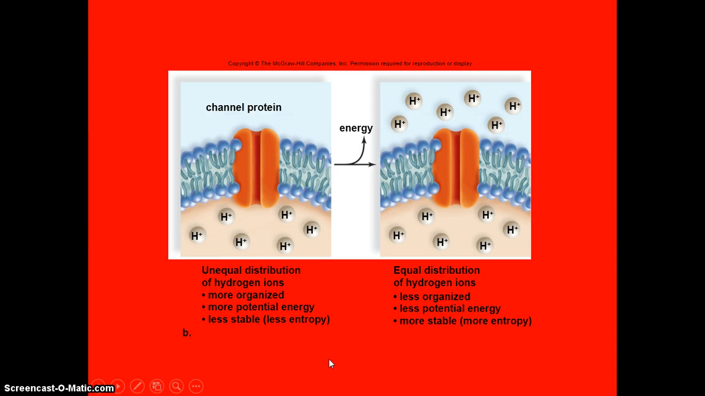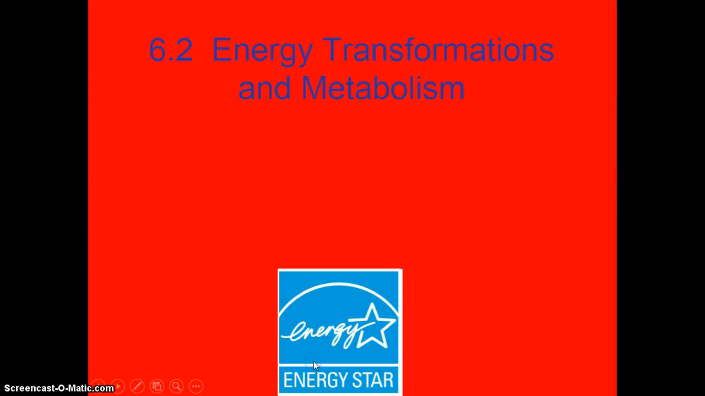Unequal distribution of hydrogen ions. This is more organized, more potential energy, less stable, less entropy. When energy is given off and those hydrogen ions get distributed across the cell membrane, there's less organization, less potential energy, and more stability or more entropy.